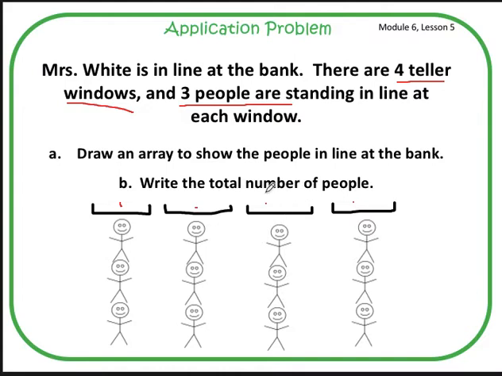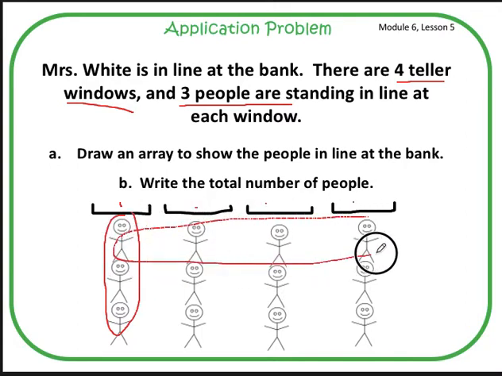All right, so now that I've drawn my array, I can write the total number of people that I see. So we can do this a few ways. You can count by ones, which I don't think you need to do because we are past that as almost 3rd graders. We could count by 3s, or we could count by 4s. It is up to you, but in the end, you should have gotten 12 as your answer.